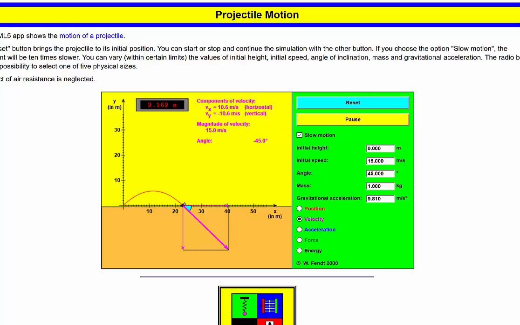Okay. Now, if I get rid of the velocity and I just look at acceleration, we don't need to see this in slow motion. Now, this is the acceleration vector. Notice it's pointing down the whole time. It never changes because it's always gravity. We can change our angle.